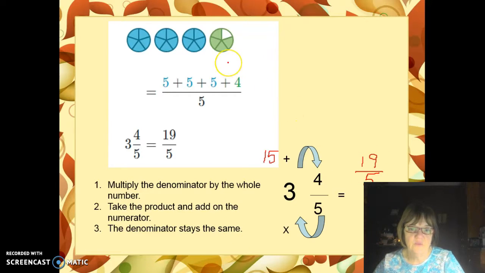So instead of having to write all of this out like this to figure it out, we can simply do this. And a lot of this you can do in your head. 5 times 3, you can do 15. 15 plus 4, and then write your answer for your numerator and copy your denominator. That's our 3 steps.